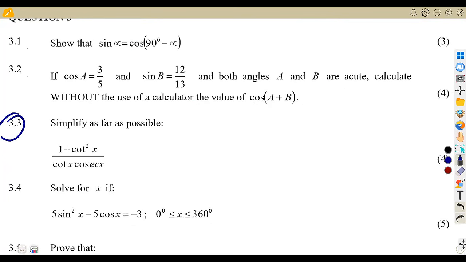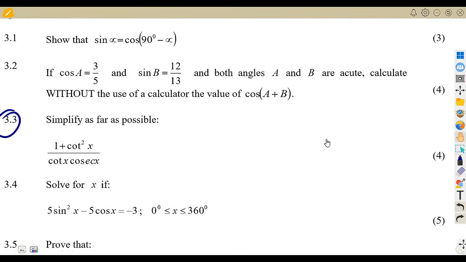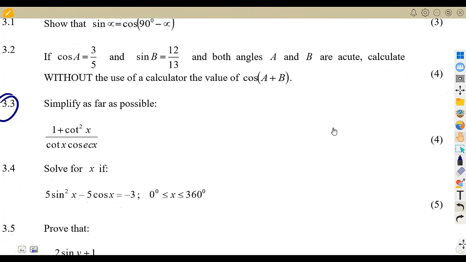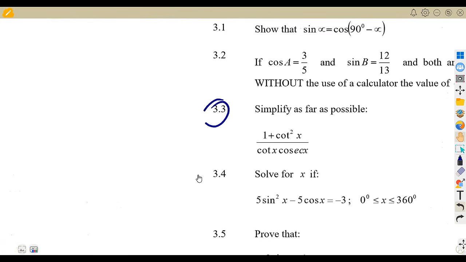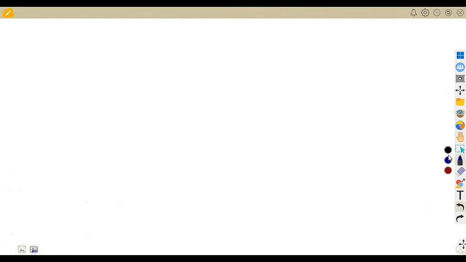So the simplify and the proof, like I said in the introduction video, when you're asked to prove or to simplify, it's just one and the same thing. So we want to simplify this. We are not given the answer, which means we are going to work with our own answer, but it must be in simplest form. All right, so that was 3.3.